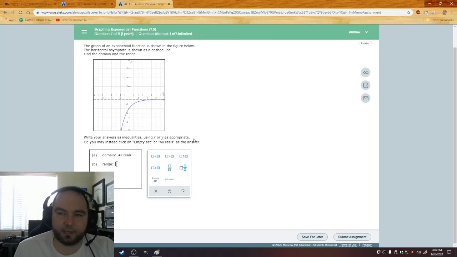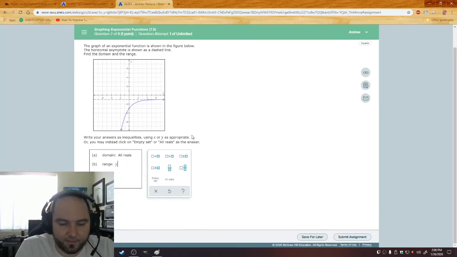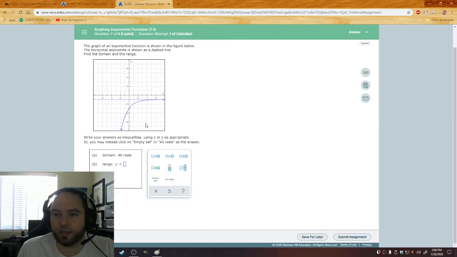So the way you want to write this is you want to say y. Now, you have two choices here, essentially: greater than or less than. You should never have the equals to. It does give you equals to options, but equals to would only be if it actually hits the asymptote, and that's the definition of an asymptote. It will never hit it. So your choices are y is greater than, y is less than.